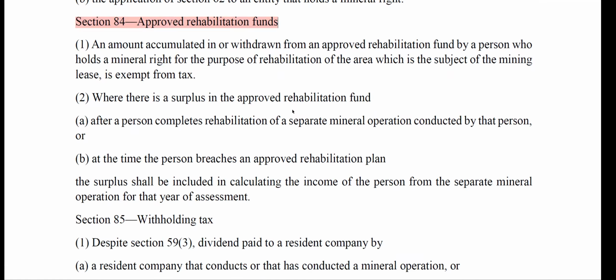Quickly, we have approved rehabilitation funds. An amount accumulated in or withdrawn from an approved rehabilitation fund by a person who holds a mineral right, for the purposes of rehabilitation of the area which is the subject of the mining lease, is exempt from tax. Usually when you set up a fund for rehabilitation, whether you accumulate or withdraw from it, it's exempt from tax. But it's only taxed when there's a surplus in the fund.